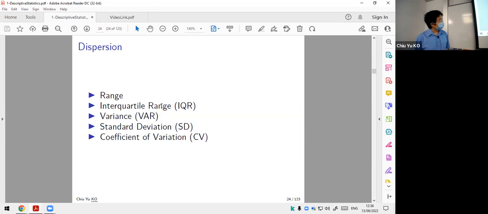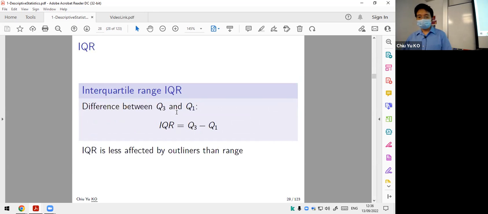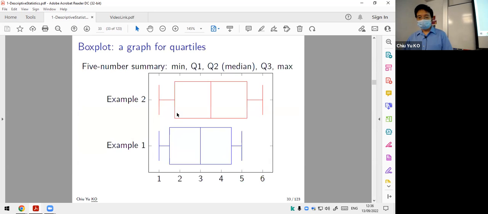And there are 5 measures of dispersion: range, IQR, variance, SD, and CV. The easiest is to look at a box plot, right? It's just the maximum and the minimum, and the middle is the median, right?